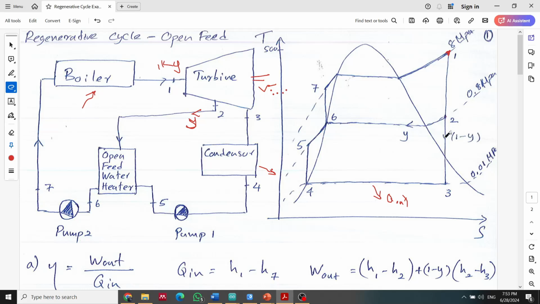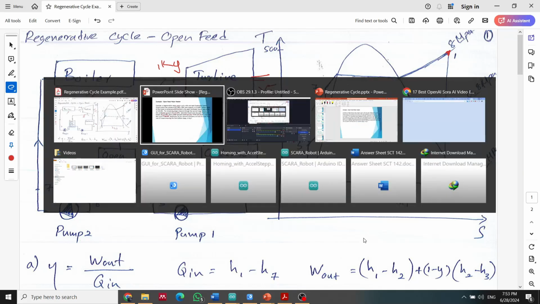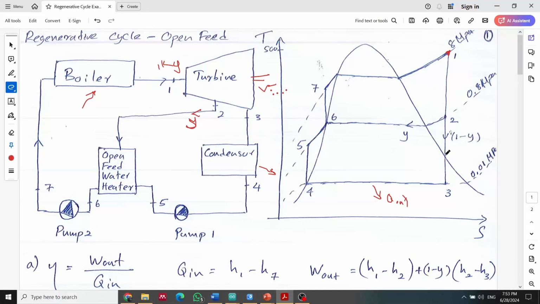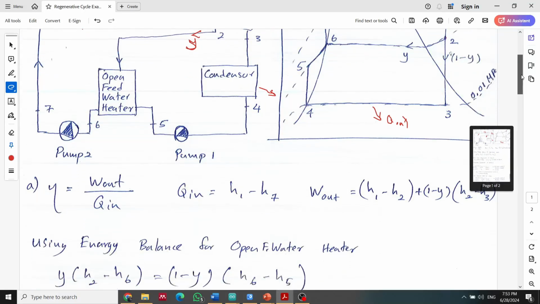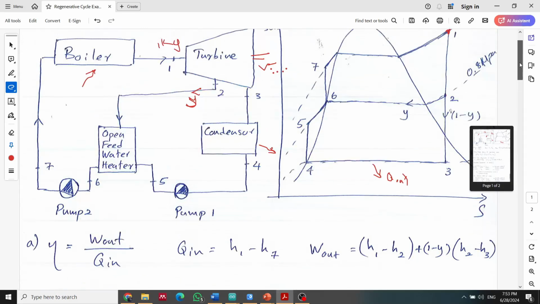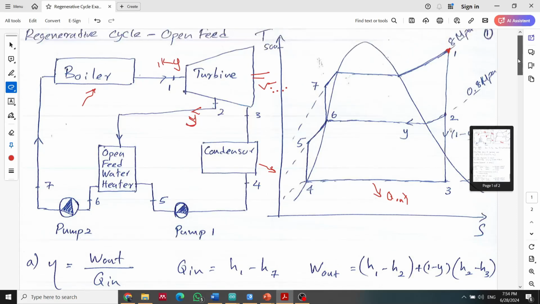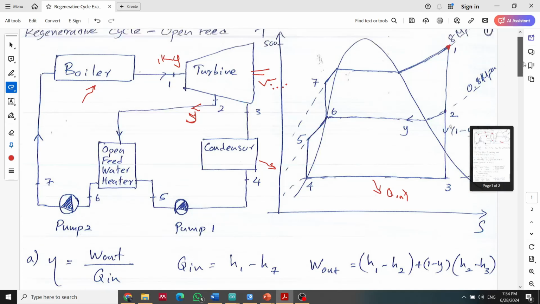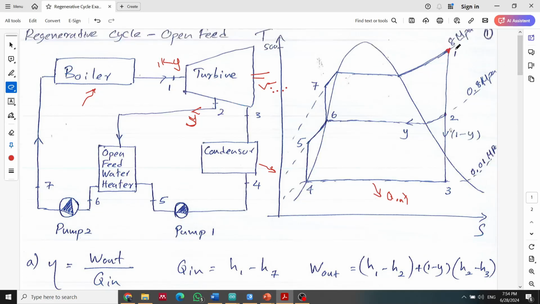So the first question is to find the thermal efficiency of the cycle, so we can start from there. The eta we can write as W out over Q in. Let me figure out what Q in and W out are. So this is the Q in, 7 to 1. The boiler is the Q in, where we are adding the heat. Therefore Q in is H1 minus H7.